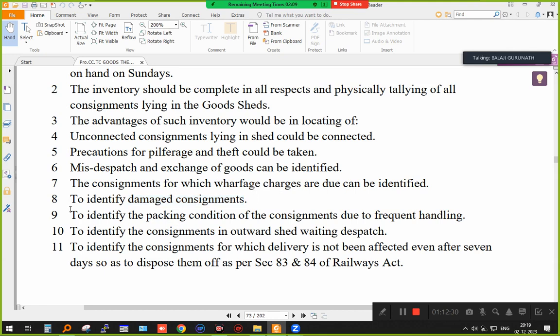Then to identify the packing condition of the consignments due to frequent handling. We inform railway parcel officers, we shift the parcels here and there. So any damage that has taken place, any leakage, any breakage, we will see.